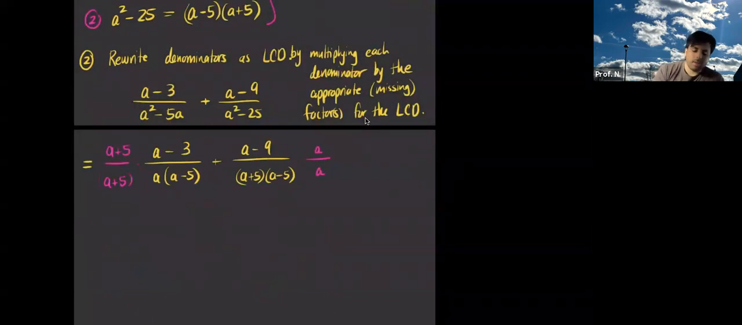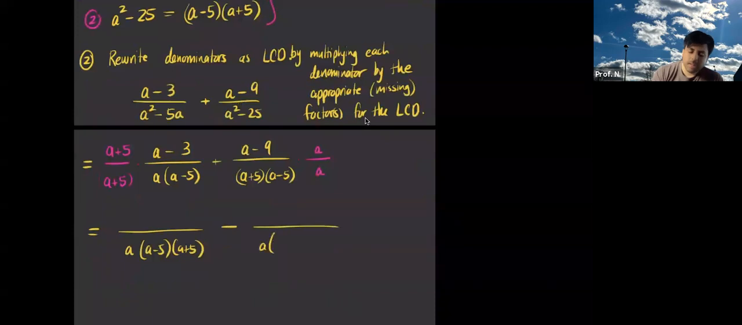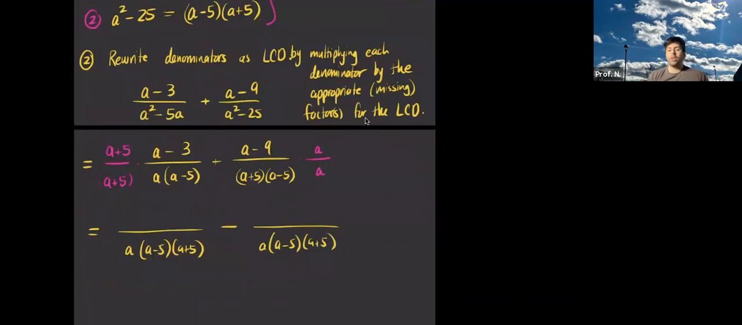So look what we get now. The denominator is the LCD, a times a minus 5, a plus 5. The denominator here is also the LCD, a times a minus 5, a plus 5. Now the denominators are the same. We did it. They're the same.